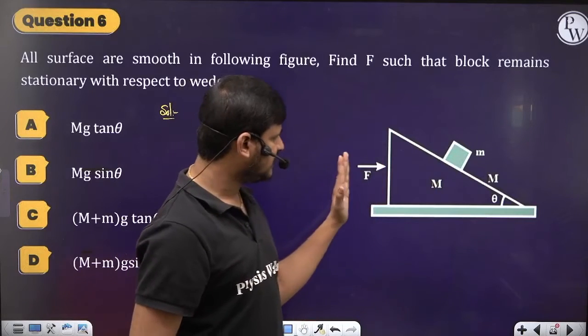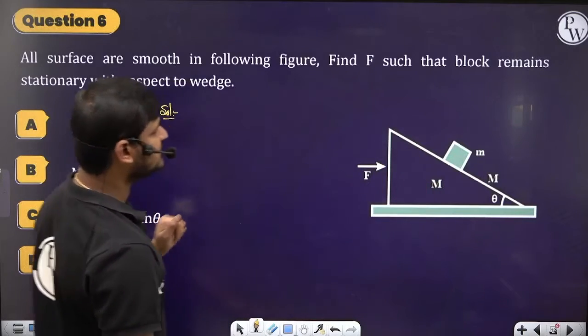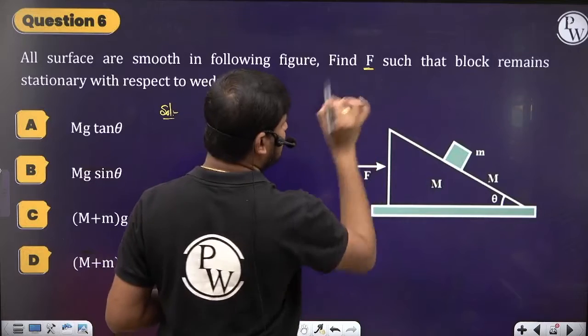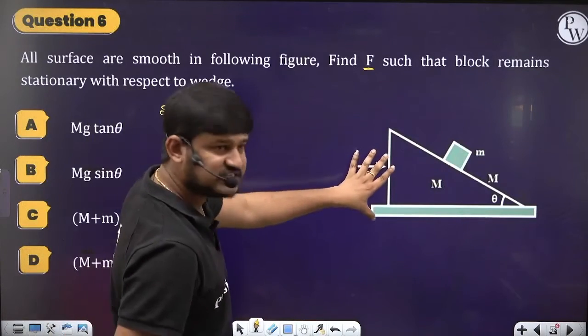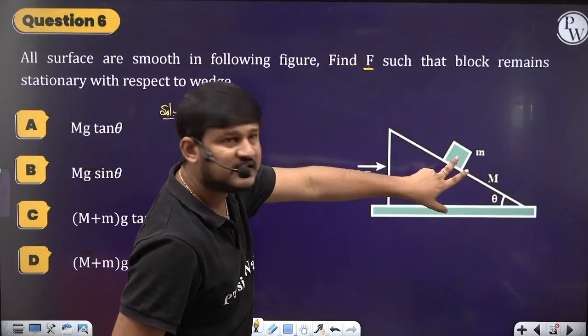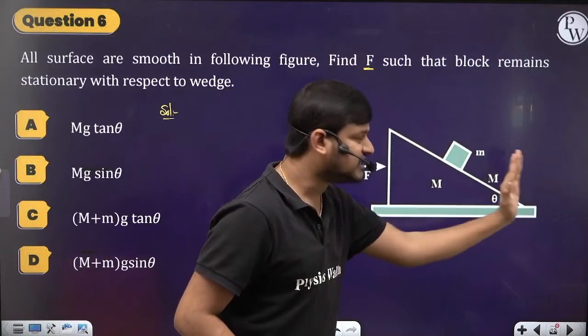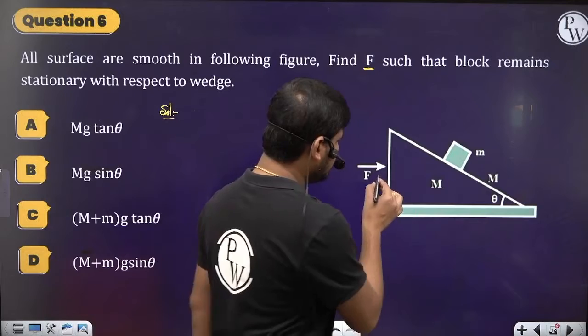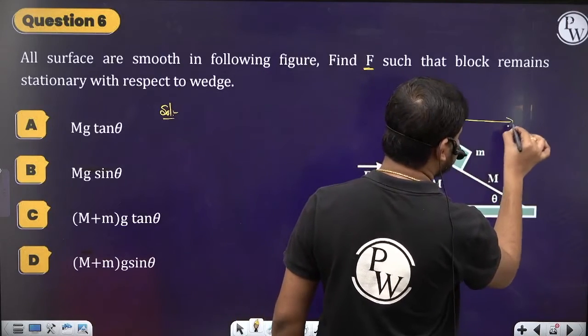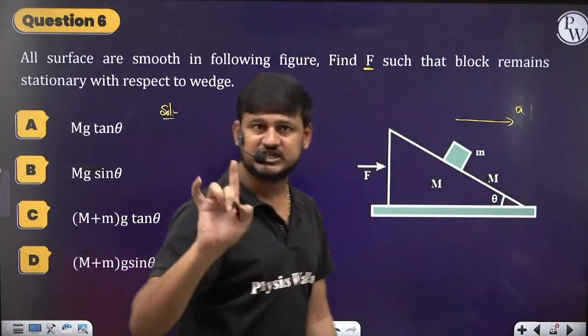The force applied is F. Now what they are saying is how much should this force be in such a way that this small m block stays at rest. If you apply the force, what happens? It accelerates to the right. Yes or no? If you apply the force in this direction, obviously the acceleration is towards the right, the first thing, right?